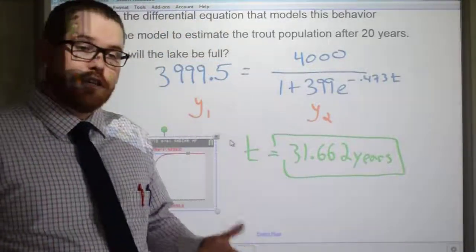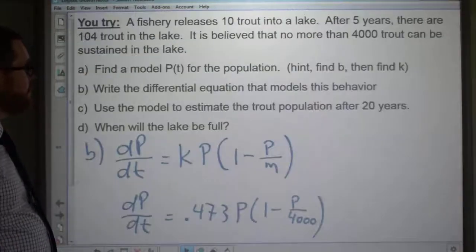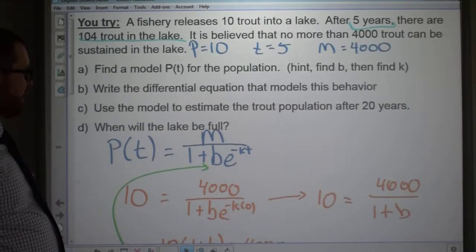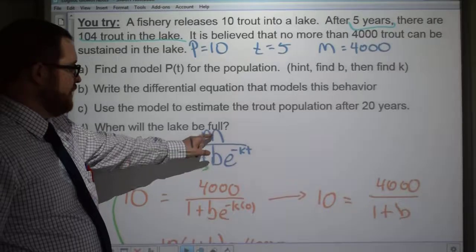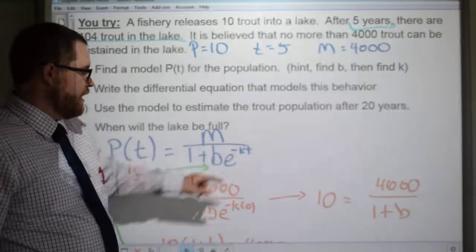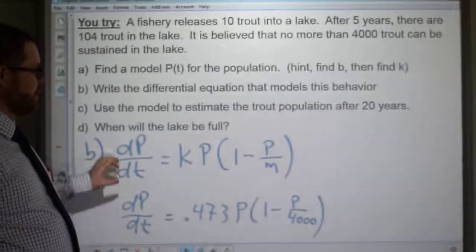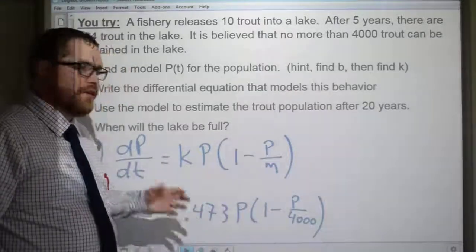Okay? Logistic graphs, all based off of this equation right here. Find the b and then use that to find the k. The differential equation here. And the rest of it is just solving.